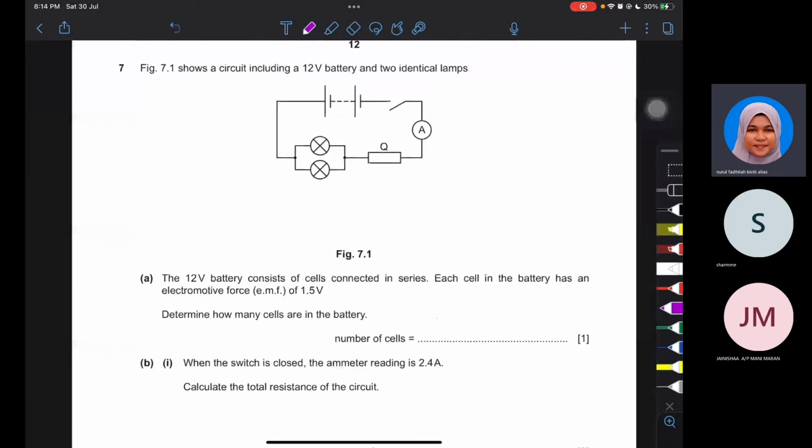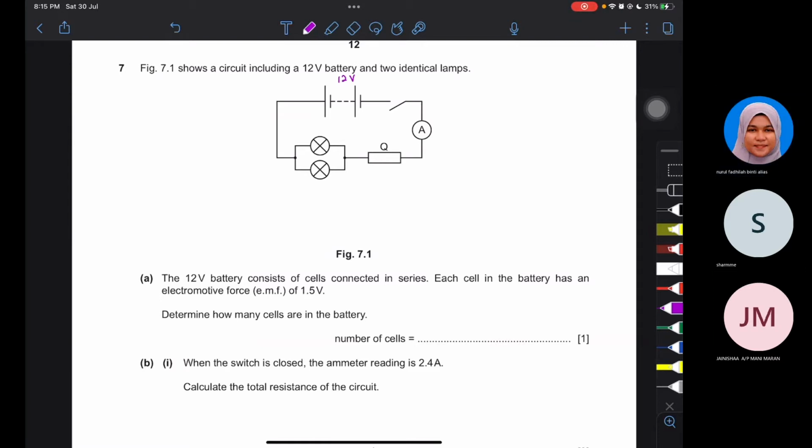Right, so let's look at the question. Now ni, kita ada 12 volt battery. Okay? 12 volt battery consists of cells connected in series. Okay? So cells ni in series. Each cell in the battery has an electromotive force of 1.5 volt. Okay, so determine how many cells are in the battery. Do you understand the question? Faham tak soalan tu?